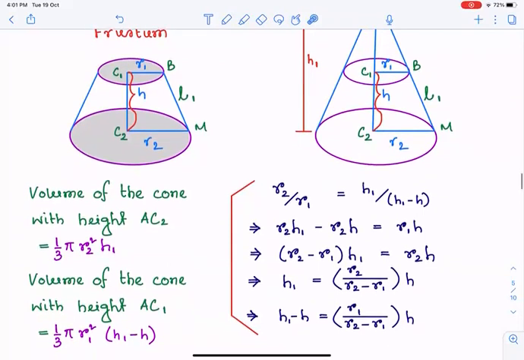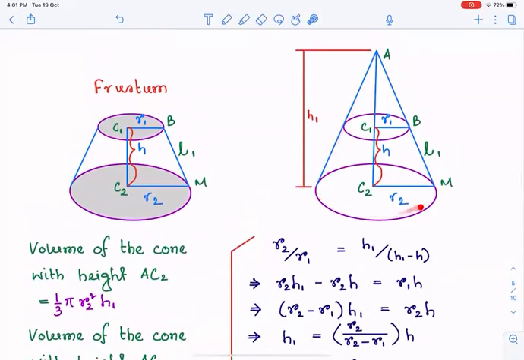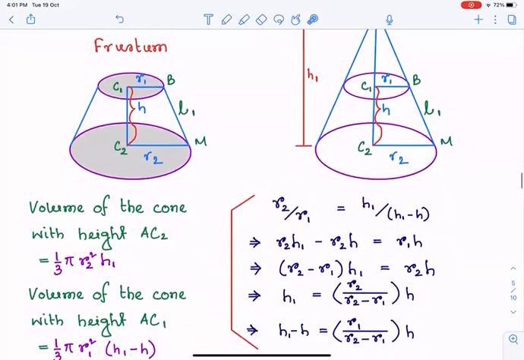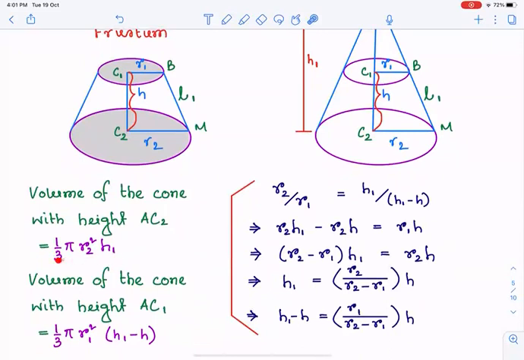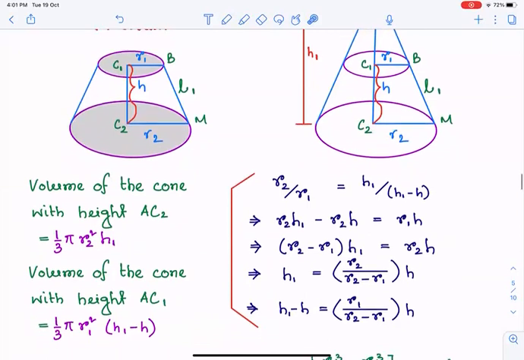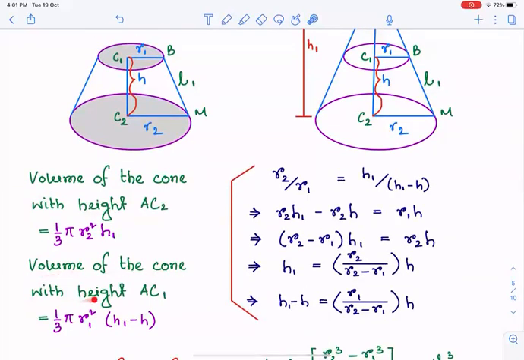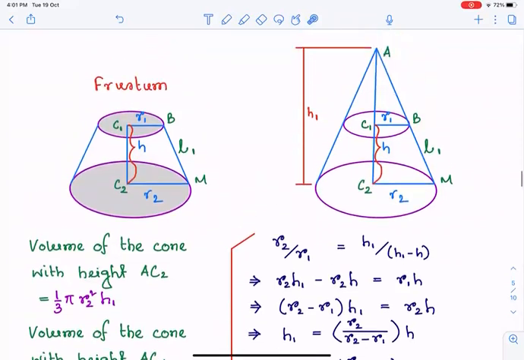And with this result, we go for the volume of the cone with height AC2, that is the volume of this bigger right circular cone, that is 1/3 pi R2 square h1, like we have already discussed about the cone. And the volume of the cone with height AC1, that means the cone to be removed to get to the frustum, that will be 1/3 pi R1 square into h1 minus h.